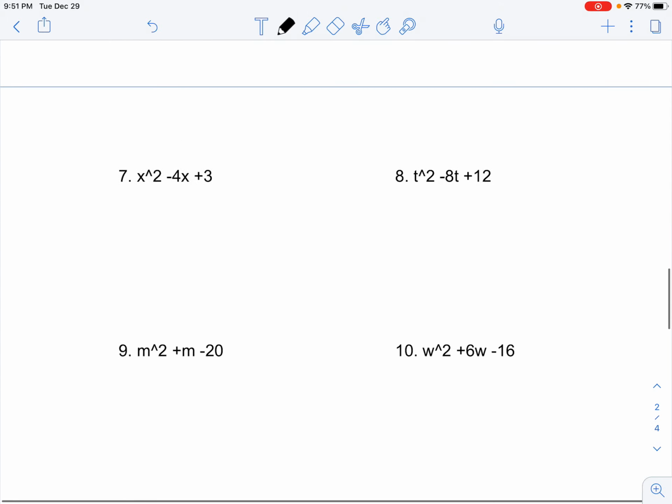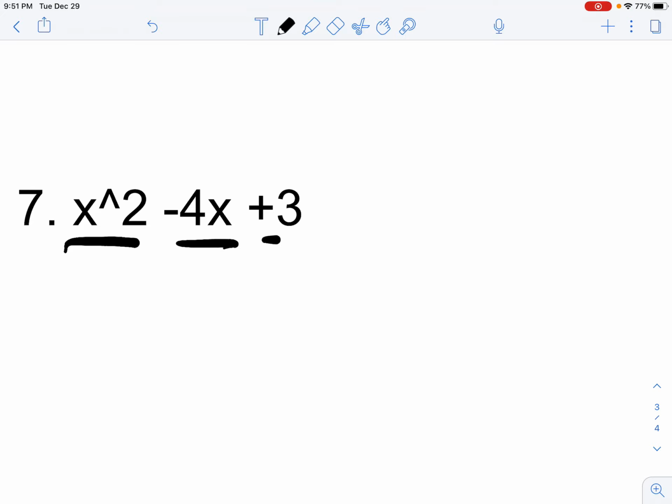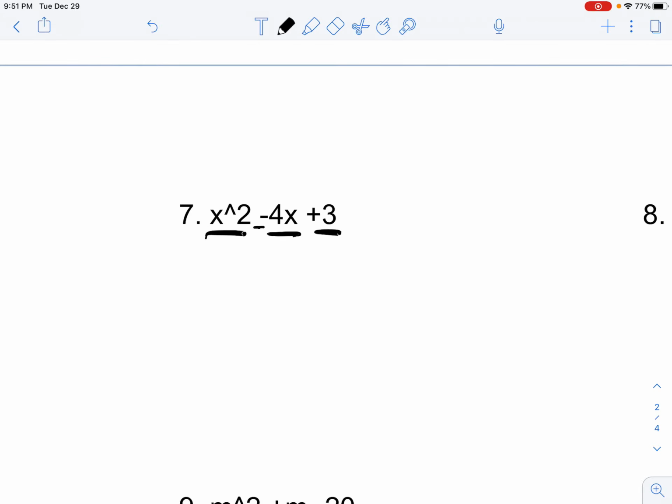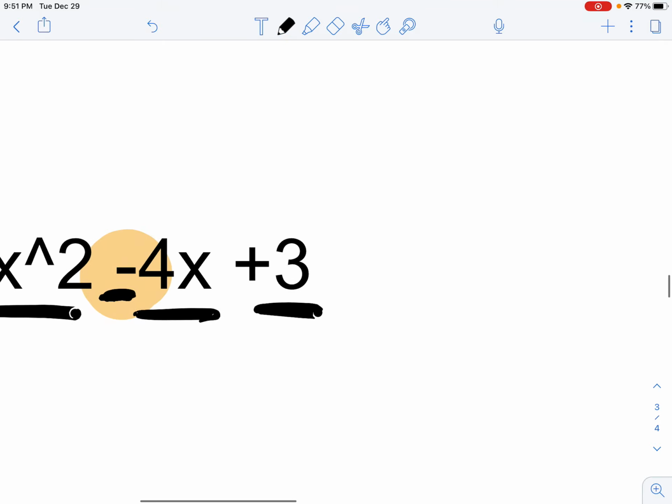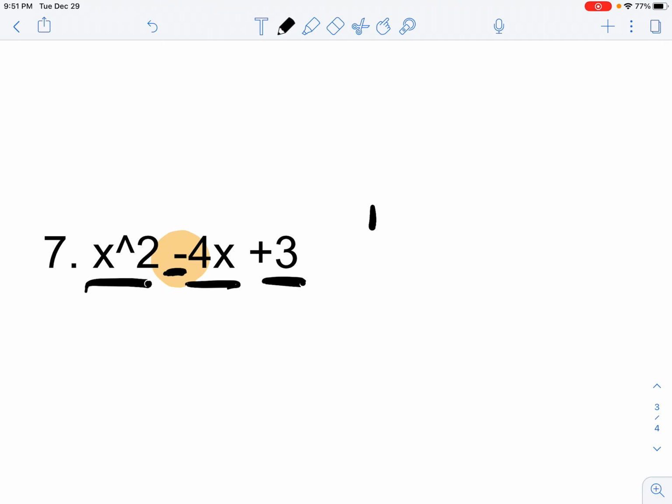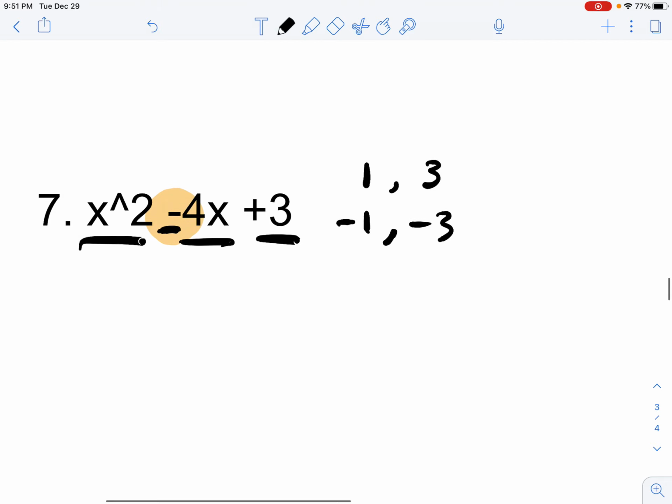Moving on. Now you have x squared minus 4x plus 3. In this case, you have to notice that this is a negative. So you also have to include the negative factors of 3. So not only is it 1, 3, but also negative 1, negative 3. And we already know that it's not going to be 1, 3 since it's a negative. So since both of these terms are positive, we can just get rid of them.